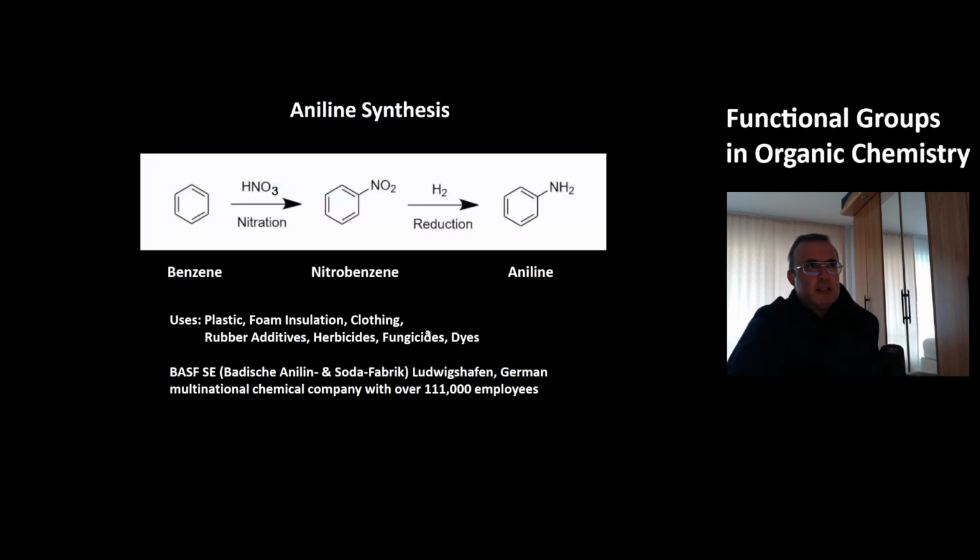This is one important molecule in organic chemistry. It is produced in big amounts. That's aniline. It can be made of benzene. Benzene, you can get it from the cracking process of crude oil. First step is nitration. You get nitrobenzene. Second step is reduction with hydrogen. That gives you aniline. And aniline is a very important compound.